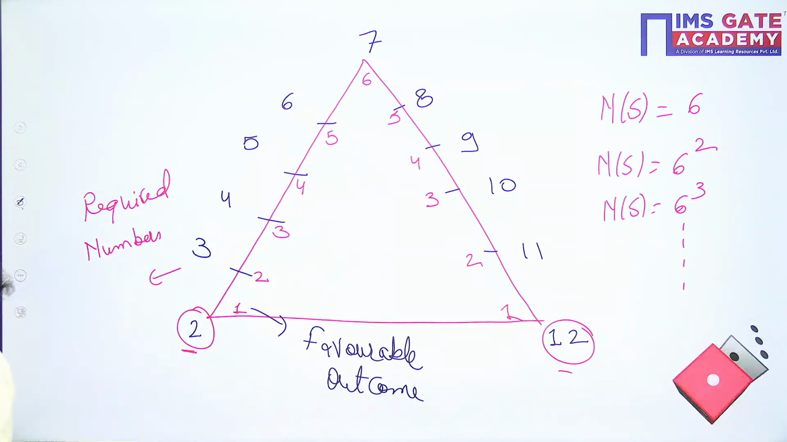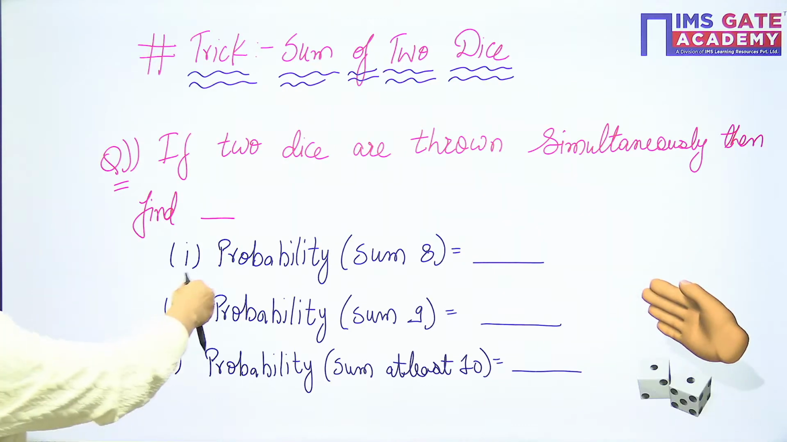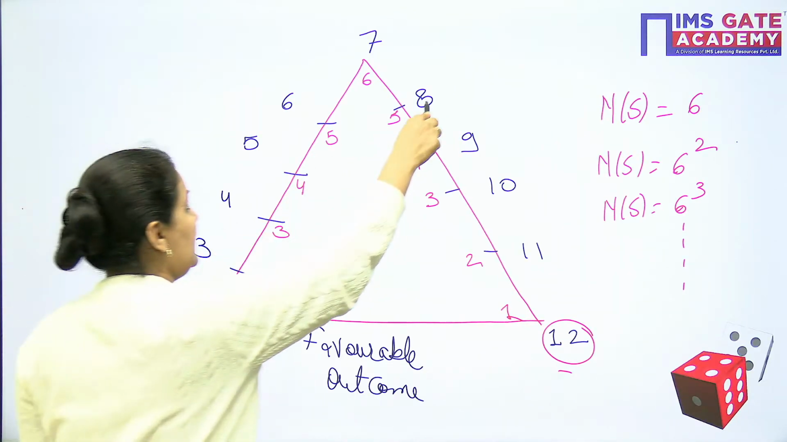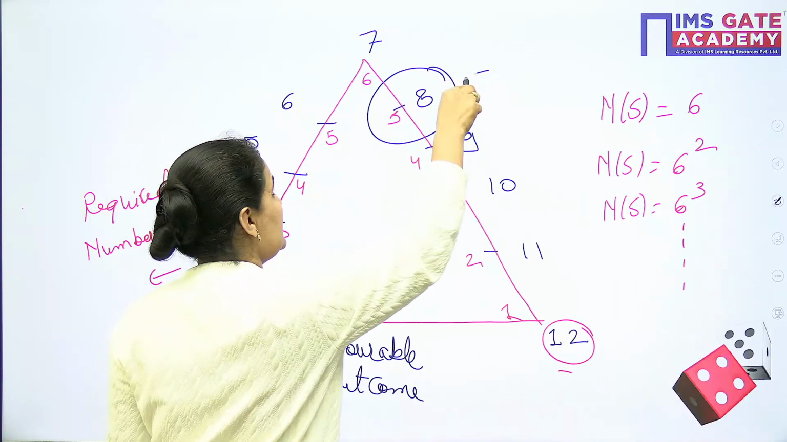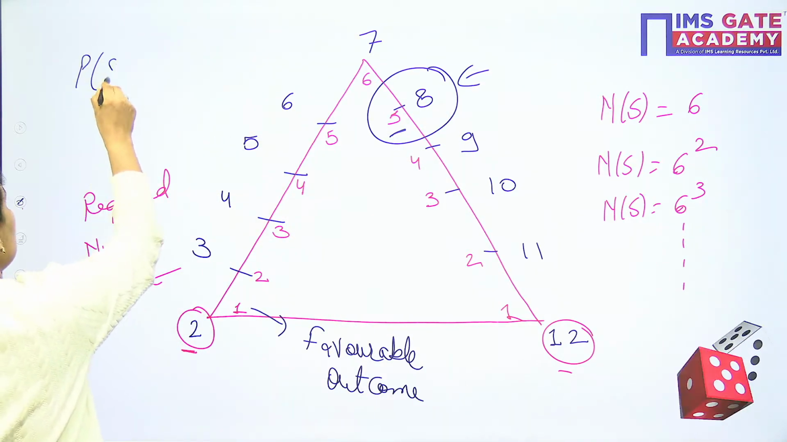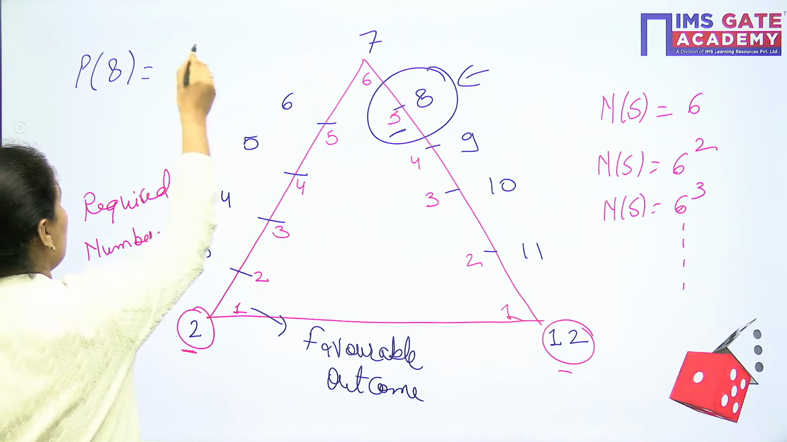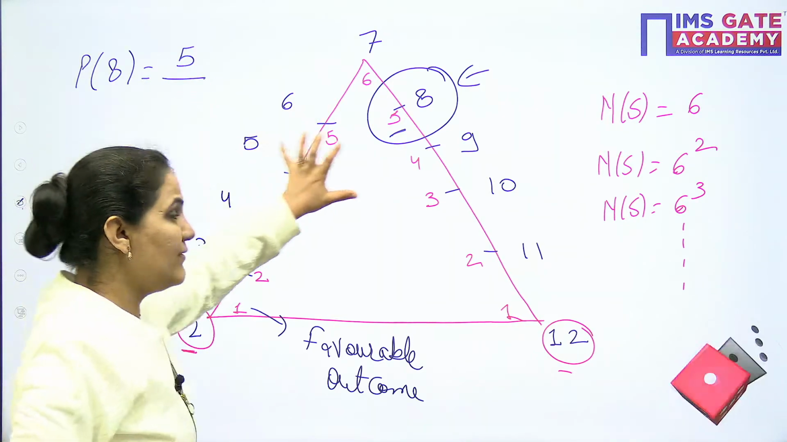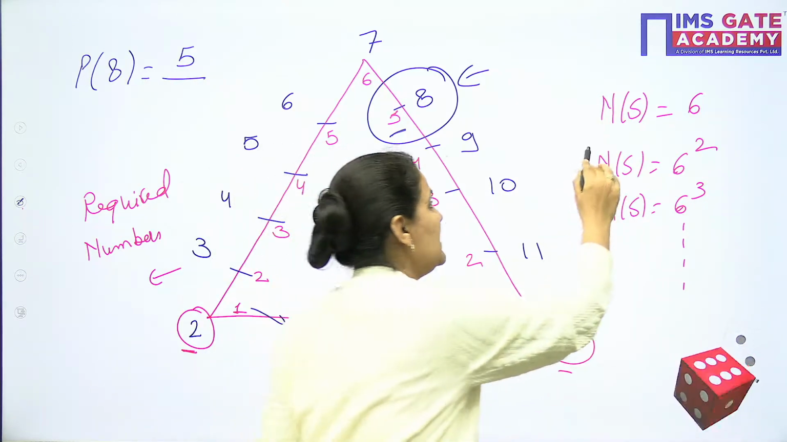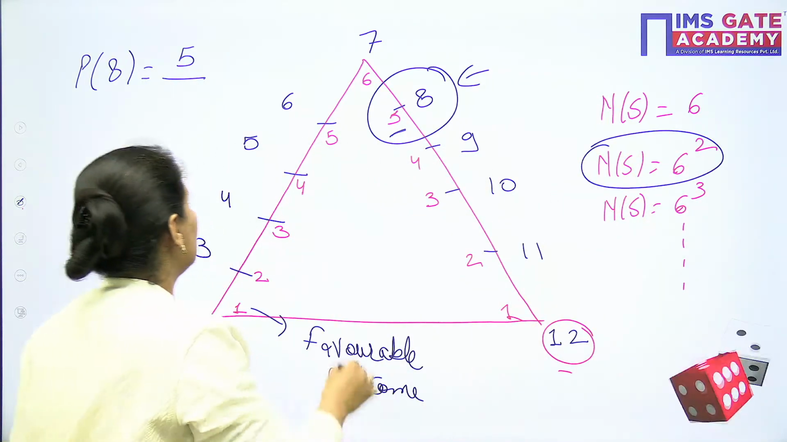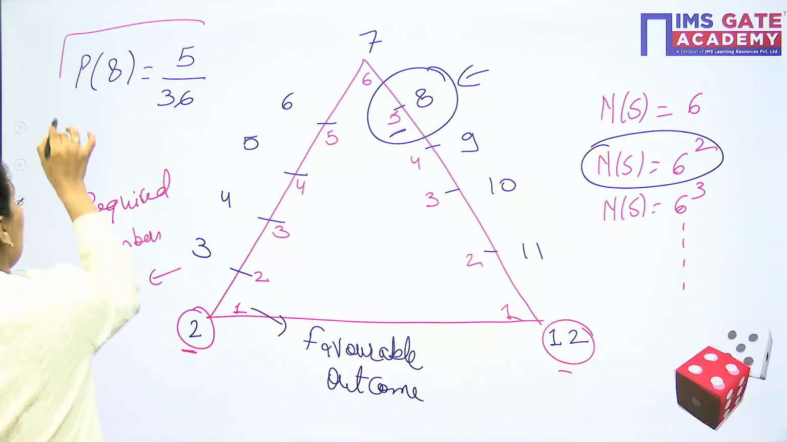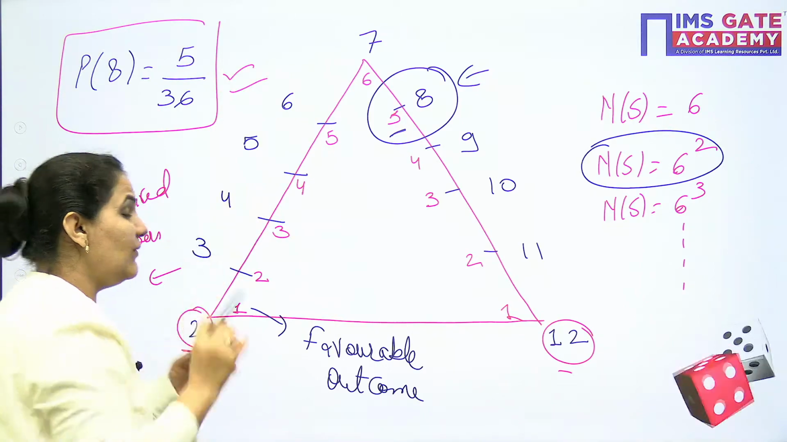Now the question is finding the probability of getting sum 8. You can easily find it. Here the required number is 8, and the favorable outcome is 5. So the probability of getting sum 8 is favorable by total. As we are talking about two dice, the total number of outcomes is always 6 square, that is 36. So the required probability is 5 by 36, my dear students.